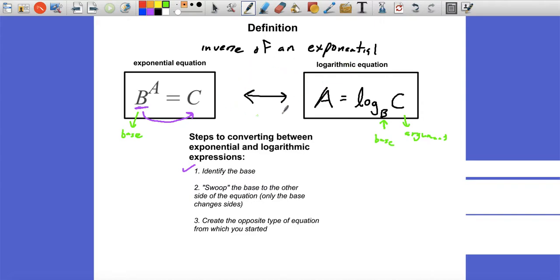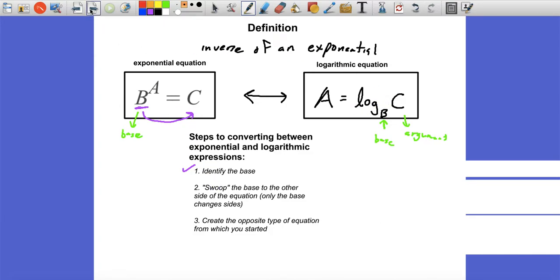Okay, so these are the basic steps to converting between exponential and logarithmic expressions. So we identify the base, we move the base to the other side, keeping other things on their respective sides of the equation. Notice how a stayed on the left side, c stayed on the right side, and then we just created the opposite type of equation from which we started. So we started with an exponential, so we needed to create a logarithmic. If we're ever going in reverse, where we're starting with a logarithm and going to exponential, we would have to drop our log and create an exponential equation.